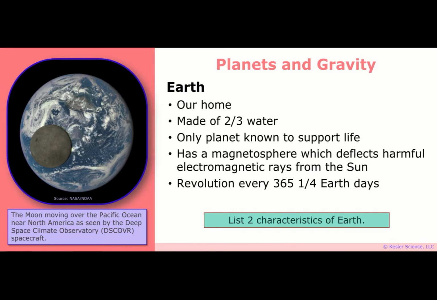Now, this is the only planet that we know to support life, although there's Kepler 23, an exoplanet that probably could have evidence that it could support life as well. Now, it has what you call a magnetosphere, which deflects or removes harmful electromagnetic rays coming from the sun. And it takes about 365 and one fourth Earth days to complete its revolution. Hence, that's one full year.